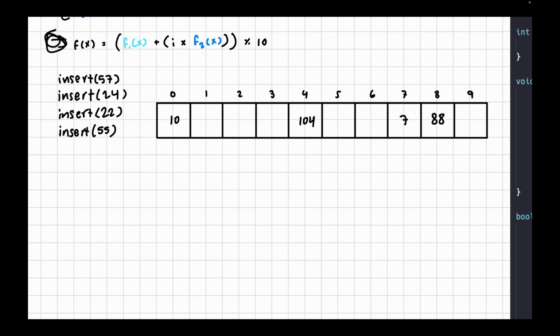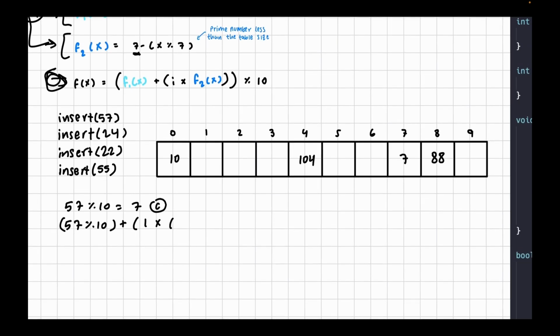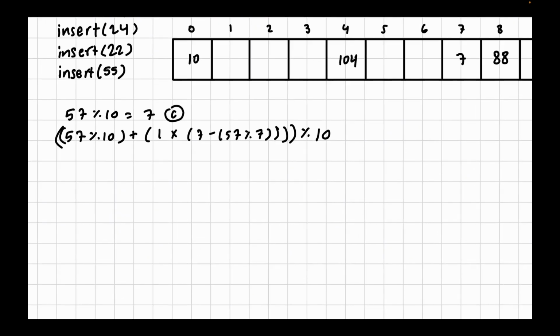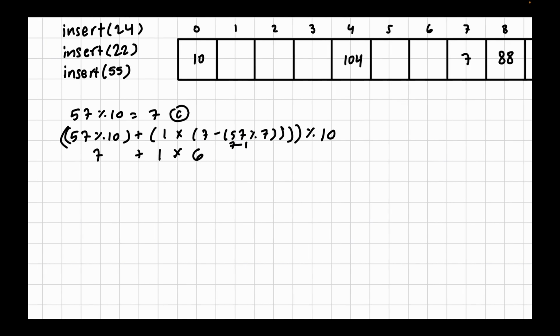So I'm going to do 57 modulo 10, that's 7, so that's a collision. So then I'm going to go to the next iteration, 57 modulo 10 plus 1 times the next function, which is 7 minus 57 modulo 7, and all that together by modulo 10. Cool. So this right here, this is 7 plus 1 times, so this is 1 minus 7, so that's 6, all of that by modulo 10, so 6 plus 7 is 13, modulo 10, that's 3, so that's free.